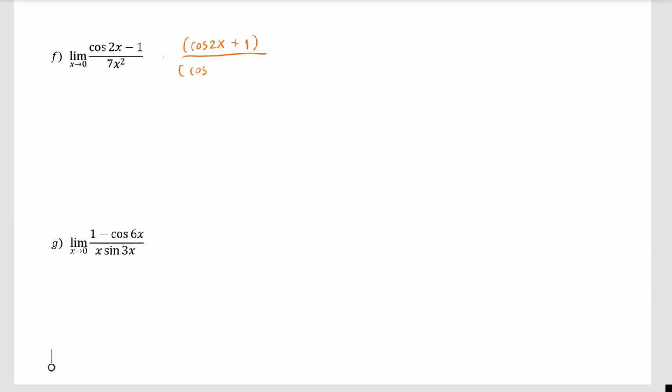So we multiply by the conjugate. Okay, so when we multiply the conjugate, what do we get? Well, the top, a minus b times a plus b is a squared minus b squared. So it's cosine squared 2x minus 1. And then we have 7x squared times (cosine 2x plus 1).